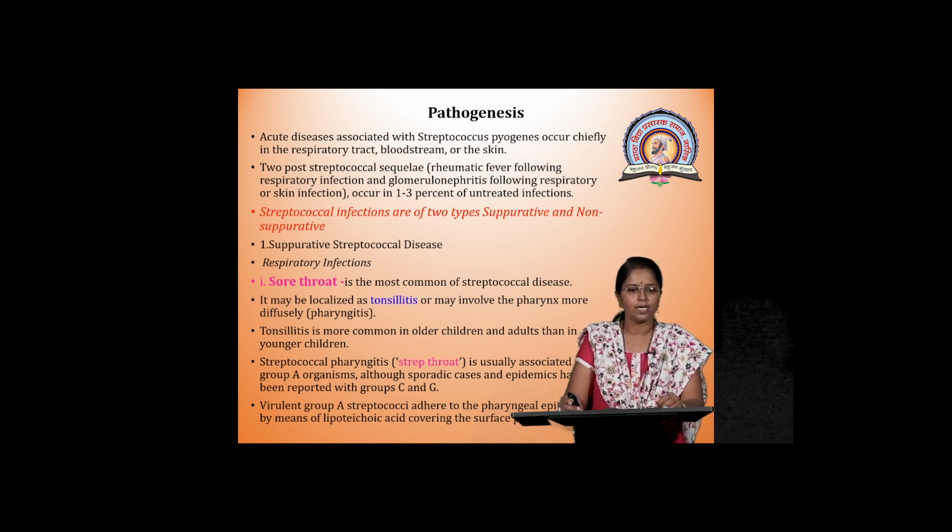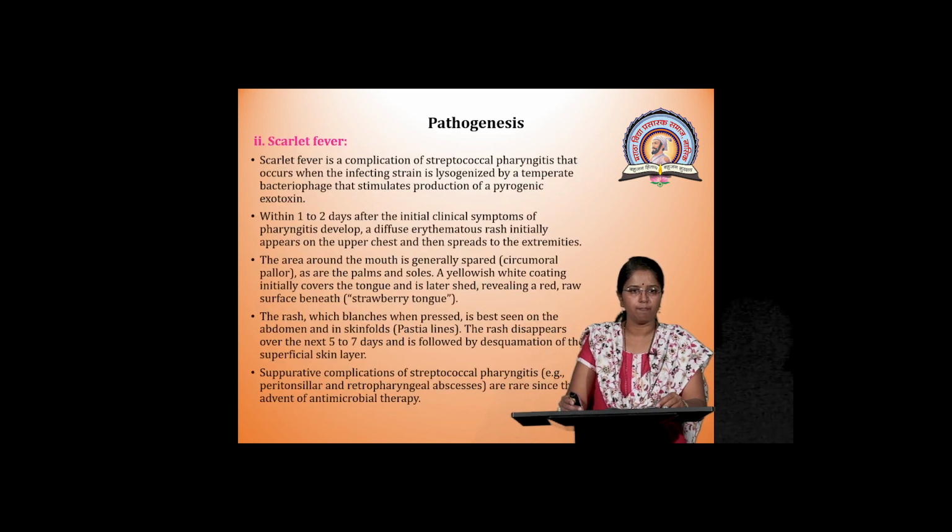We saw the Lancefield classification, in which we studied that A to V are the groups of Streptococcus, but among them group A, which is mainly Streptococcus pyogenes, is responsible for causing severe infections like glomerulonephritis and rheumatic fever. Also, as with C and G, virulent group A streptococci adhere to the pharyngeal epithelium by means of lipoteichoic acid covering the surface villi. The next infection is scarlet fever.